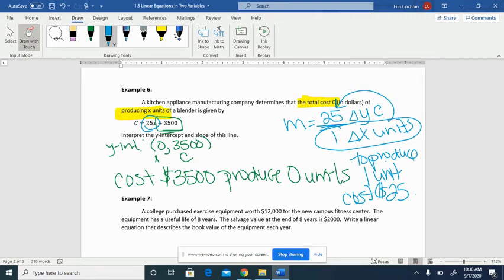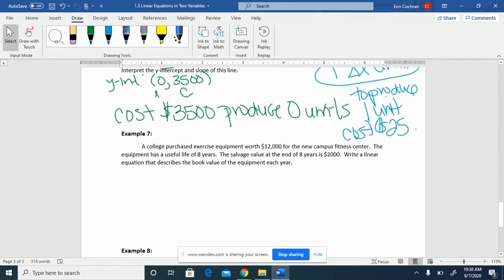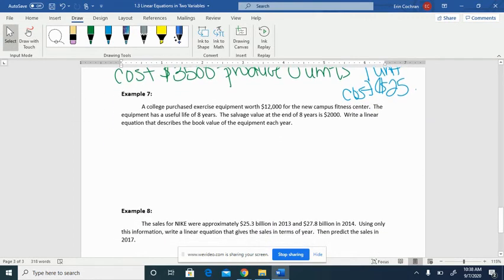Okay? All right, example 7. A college purchased exercise equipment worth $12,000 for a new campus fitness center. The equipment has a useful life of 8 years. The salvage value at the end of the 8 years is $2,000. Write a linear equation that describes the book value of the equipment.